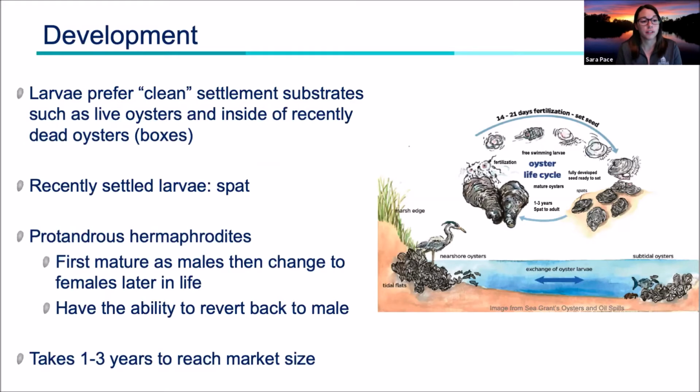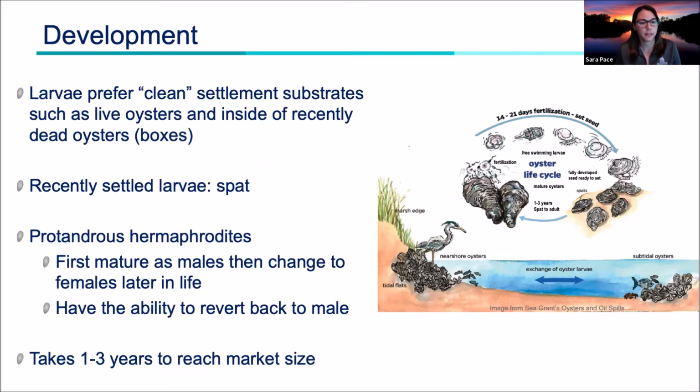So larvae prefer clean settlement substrates such as live oysters, and they really like to settle on the inside of recently dead oysters, which we call boxes, because these are oysters that have died, but the shells are still articulated, so it's a nice protected area for the larvae to settle down. And once that pediveliger does pick a spot and cement itself, we now refer to those baby oysters as spat.